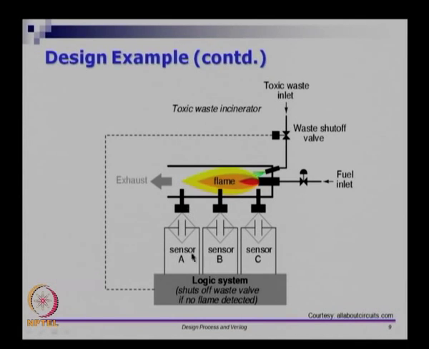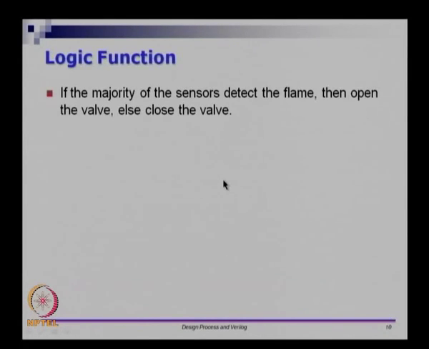So, it is possible that you have 3 sensors, but some of them are failing. We want to build a logic system in such a way that even if something is failing, I do not want the exhaust to ever have toxic waste automatically go in. In the worst case, I have to shut it down, and I have to be careful about this. To do this, one way is to use what is called the majority function. I already talked about this in the previous module. If the majority of the sensors detect the flame, then open the valve, otherwise close the valve. This is a very safe way in which you can operate it.